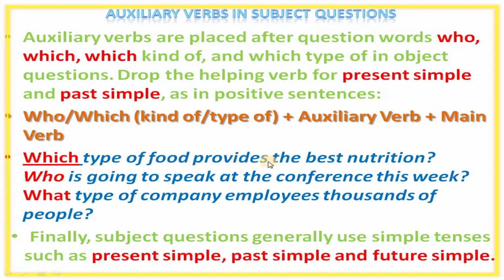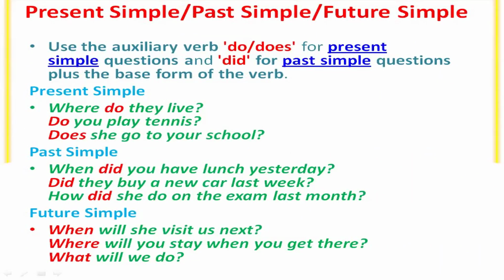Which type of food provides the best nutrition? Who is going to speak at the conference this week? What type of company employs thousands of people? So here I have given different colors. It shows the type of question, that is, auxiliary verbs and subject questions. Finally, subject questions generally use simple tenses such as present simple, past simple, future simple.